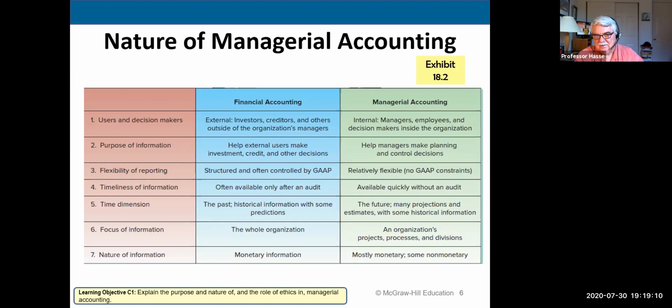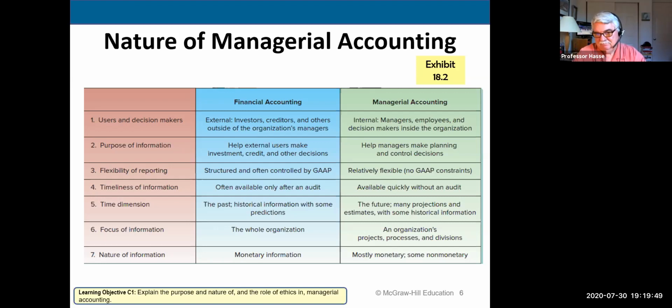The time dimension of this. Financial accounting is what happened, the past. What did we do last year? What did we do last quarter? Financial information on the past. Managerial accounting is using this information to determine the future. Projections and estimates about what we think we're going to pay or what it will cost us to run the company. The past data of financial accounting helps us to determine future decisions, and that's managerial accounting.